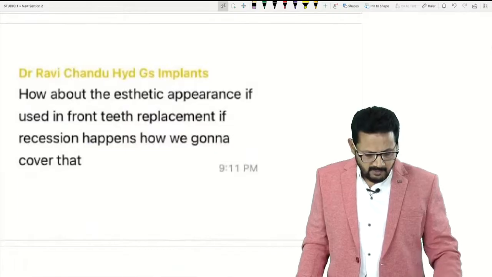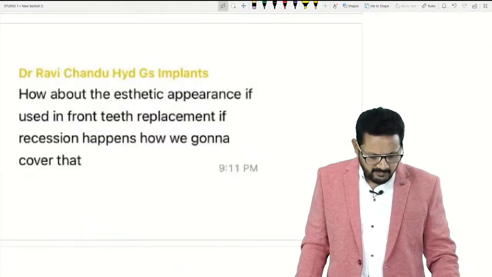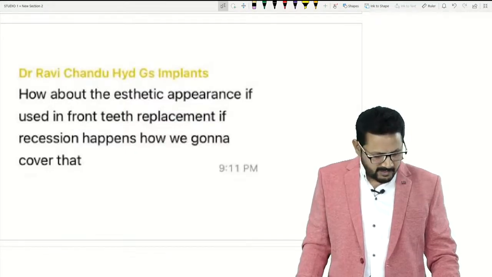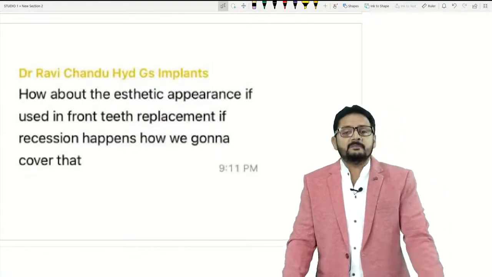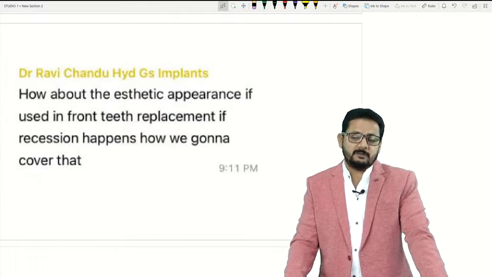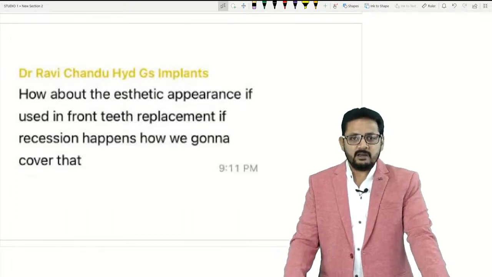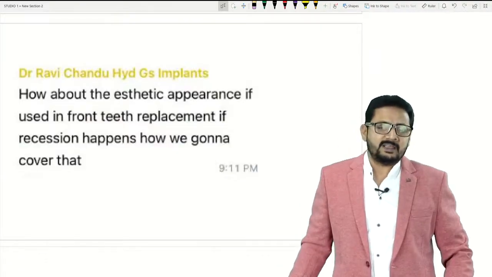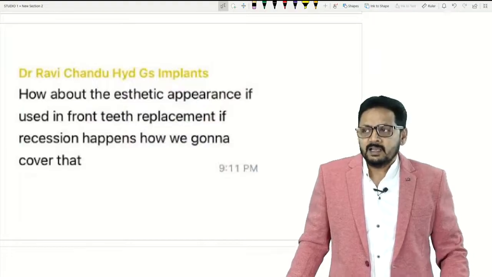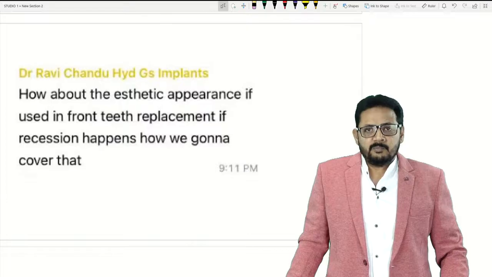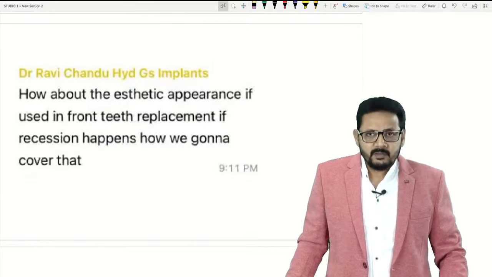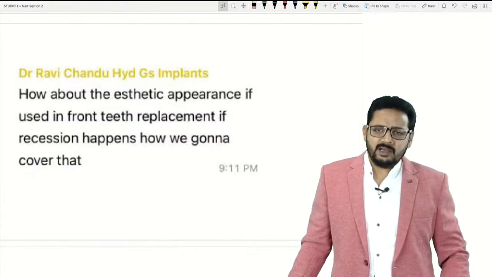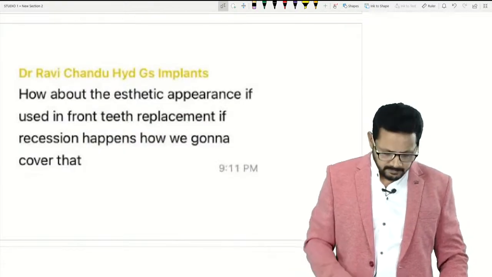Next, how about the aesthetic appearance if used in front teeth replacement? If recession happens, how are we going to cover that? See, it's the same question again. There is no chance of recession, first of all, because these are extremely polished and smooth surface implants. They are not rough surface implants, where there is a chance of bone recession because of peri-implantitis. So nothing is going to happen with the aesthetics. You can happily go ahead, no problem.